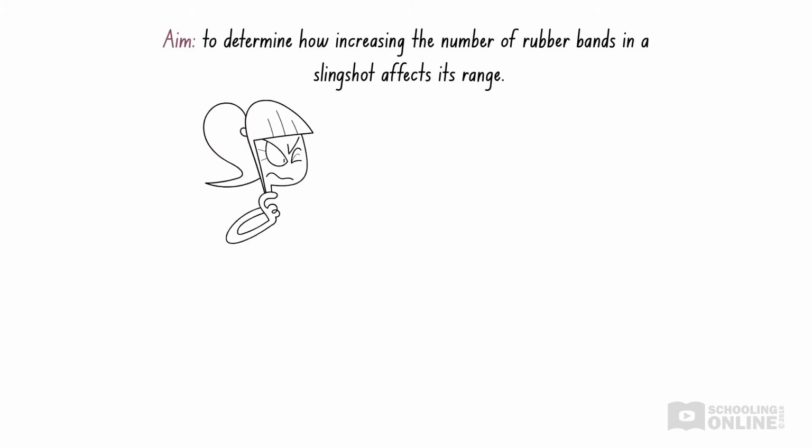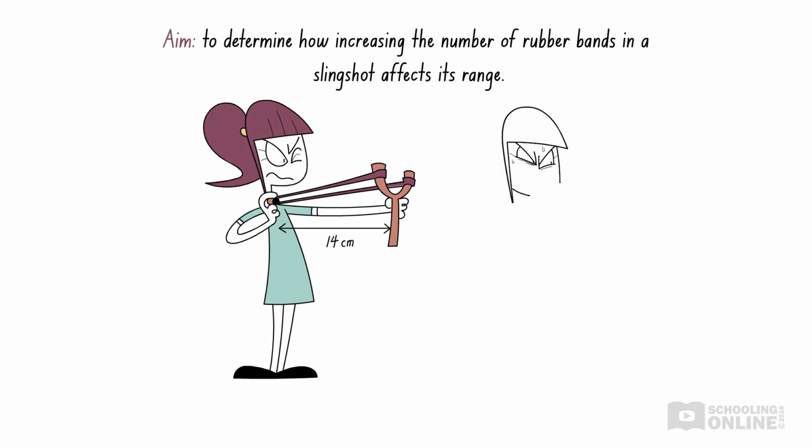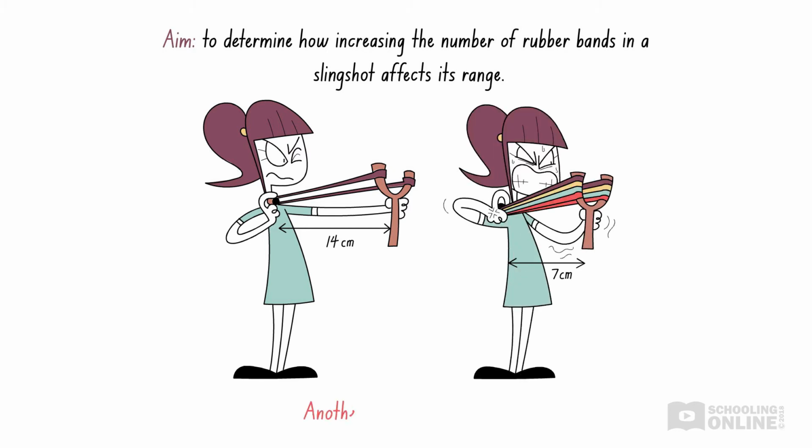If we go back in time to the first trial, we'd see that Anna stretched the rubber band a distance of 14 centimetres. When she repeated the experiment with 4 rubber bands, it was much harder to pull them back, so she only stretched them by 7 centimetres. Therefore, the distance that the rubber bands stretched changed throughout the experiment.